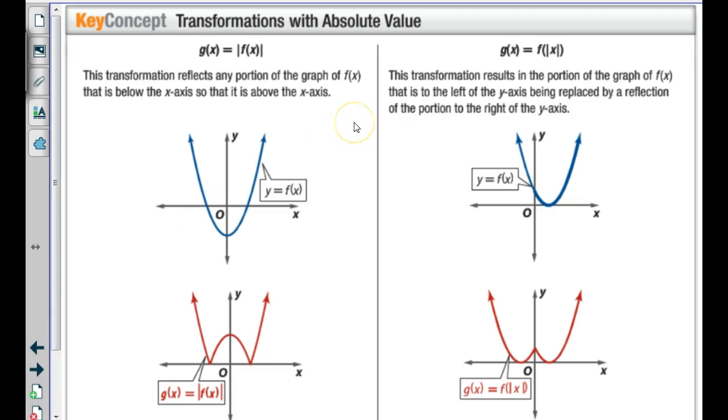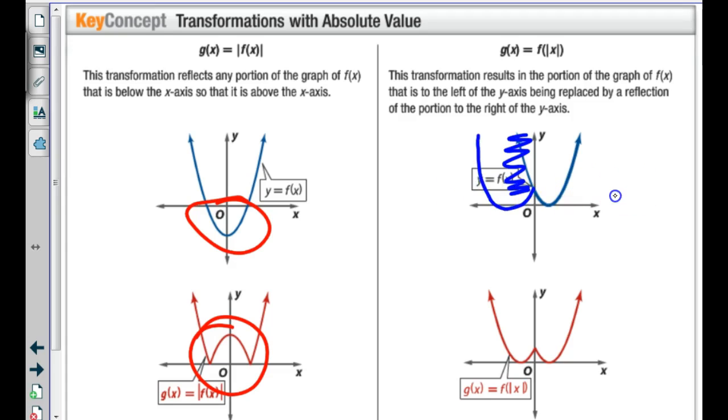All right, absolute value. Absolute value on the outside simply takes all the y values that were down here and makes them positive, flips them up here. Absolute value on the inside, this is weird. It takes all the x values that were negative over here and gets rid of them. And what it does is it takes and makes everything to the left look exactly like it did on the right. So it gives the graph symmetry because absolute value is making it an even function inside.